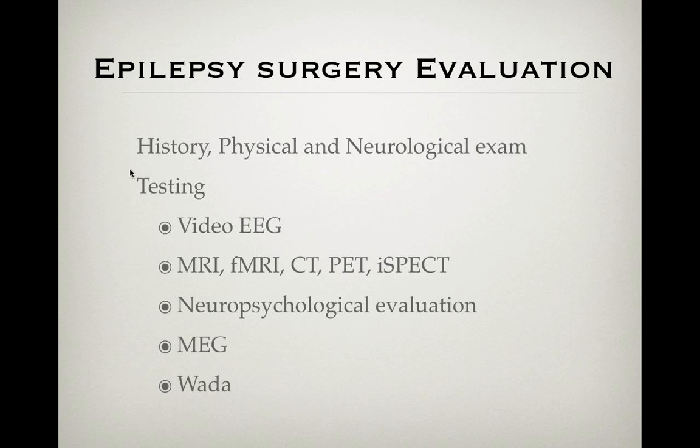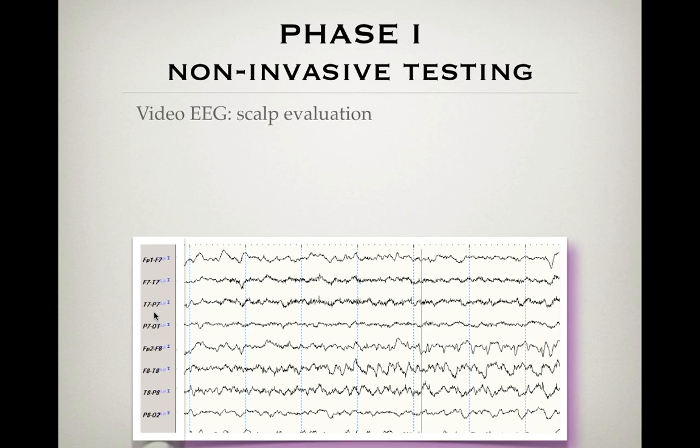It starts with a detailed history, a physical and neurologic exam, and then to go over this testing, EEG with video and audio, and then all of these fancy scans, and we'll talk about those. A psychological evaluation is very important to make sure somebody is fit for surgery, not just physically, but psychologically. Again, this is quality of life. So we will talk about phase 1 and phase 2 testing.